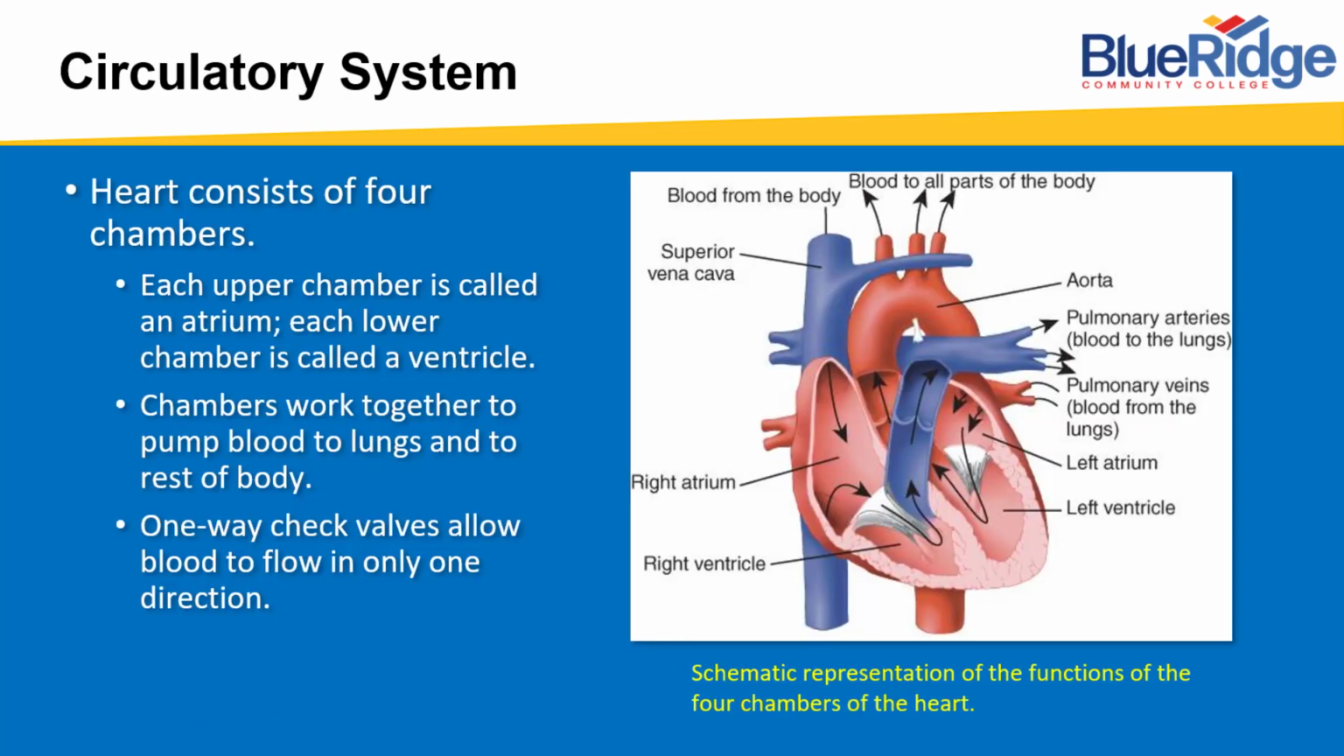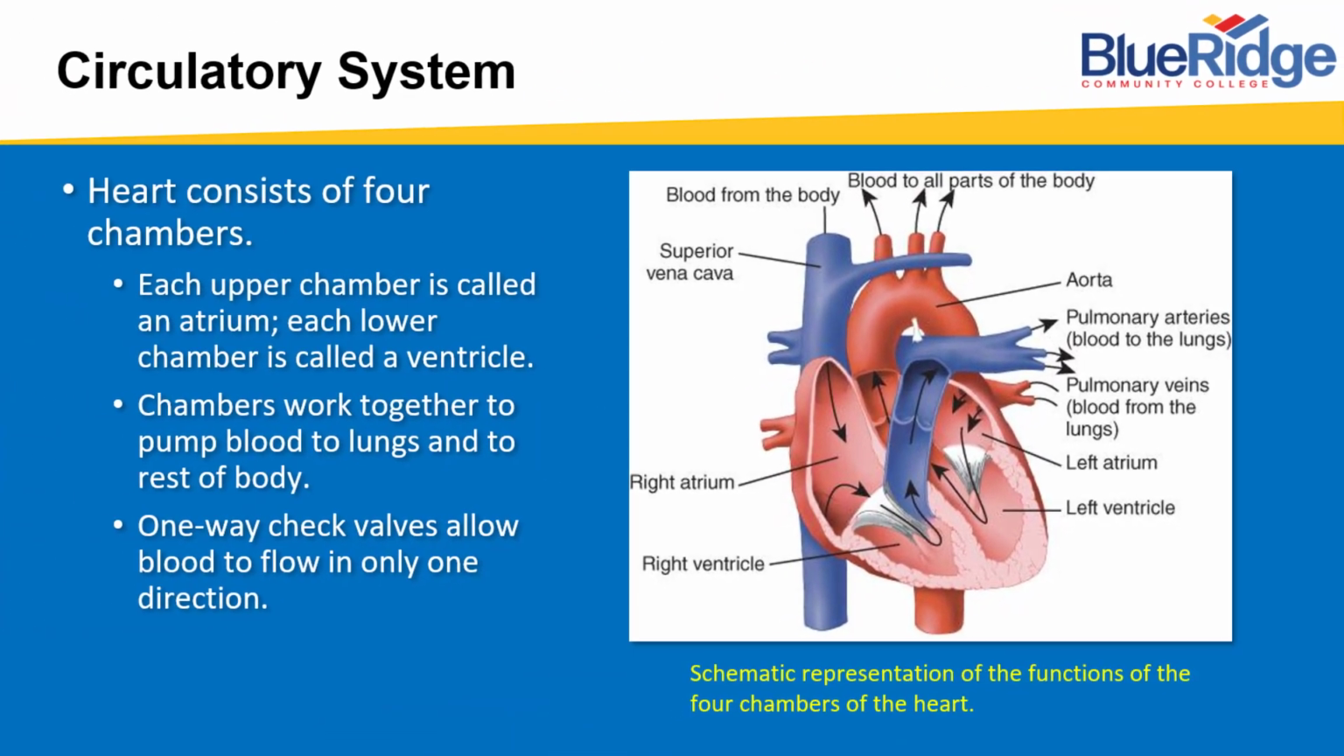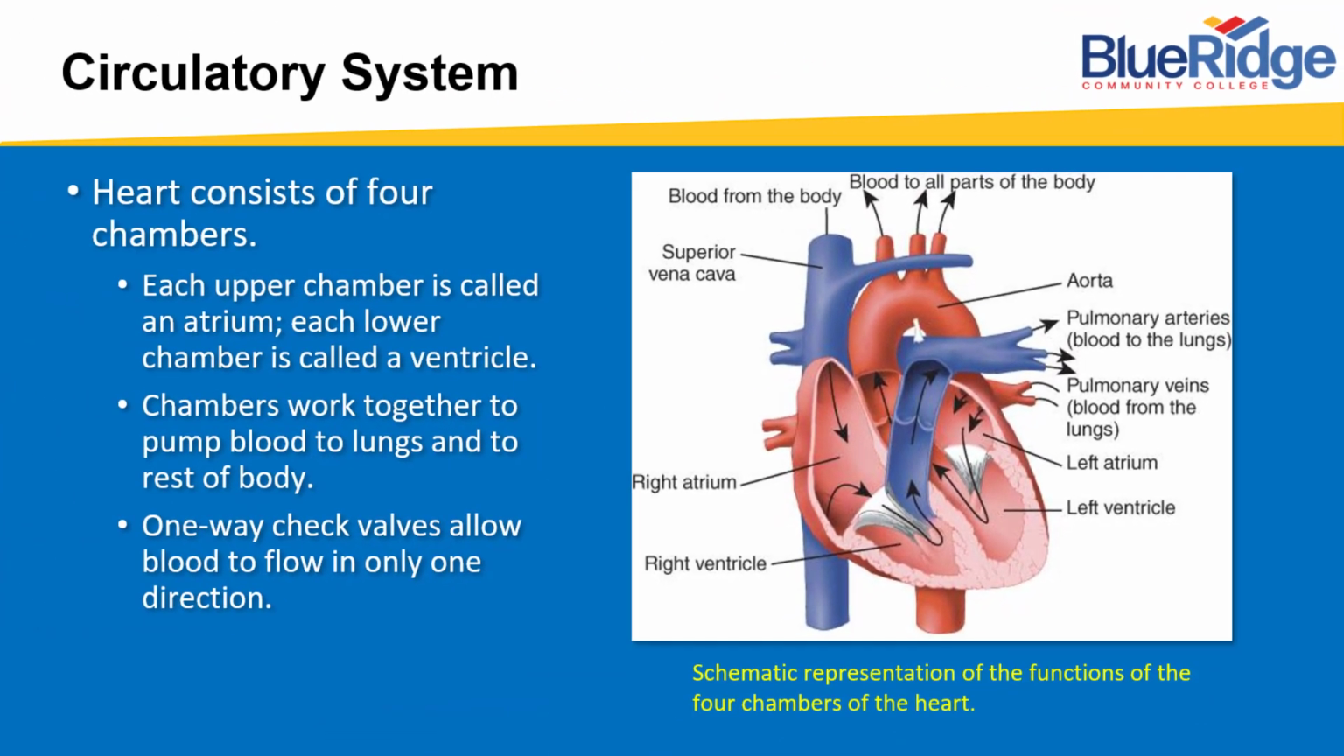The heart consists of 4 chambers. You have your 2 upper chambers, which are your atria, and your 2 lower chambers, which are your ventricles. The chambers work together to pump blood to the lungs and to the rest of the body and circulate it throughout. There are one-way check valves that allow blood to flow in only one direction.